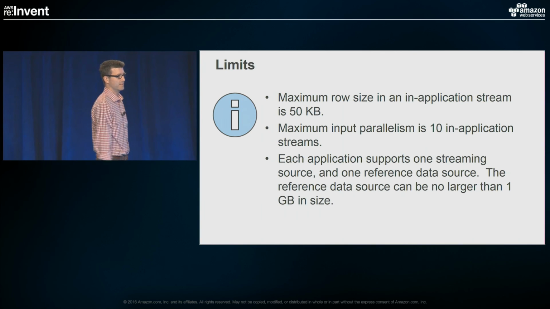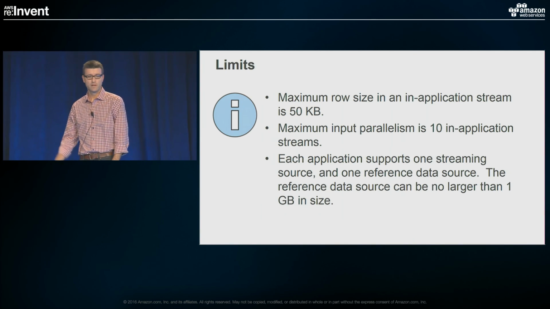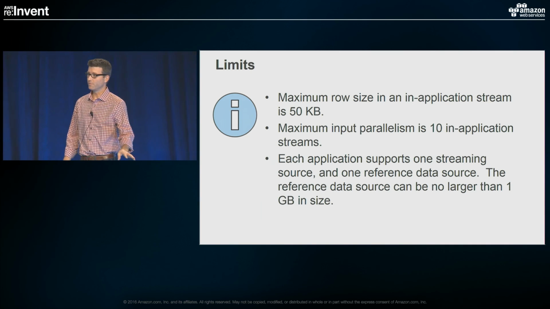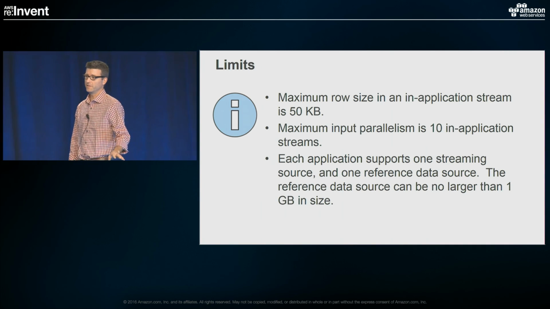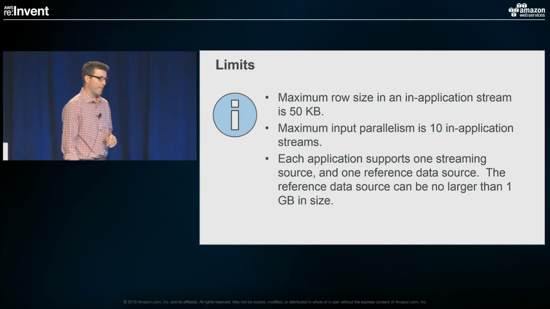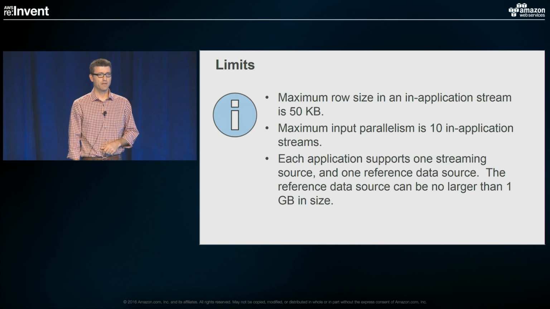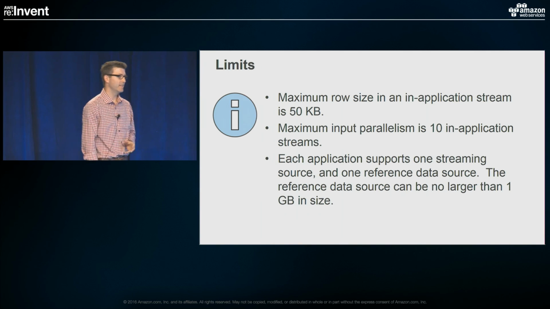There's a few limits. If you've used AWS for a while, most of our services have limits. Some are soft, some are hard. In this case, these are all fixed limits. These can't be changed. But every row size in an in-application stream, maximum size is 50K. Maximum input parallelism, I talked about that. Having the ability to change the input parallelism is 10. So you can have 10 in-application streams based on your input data.